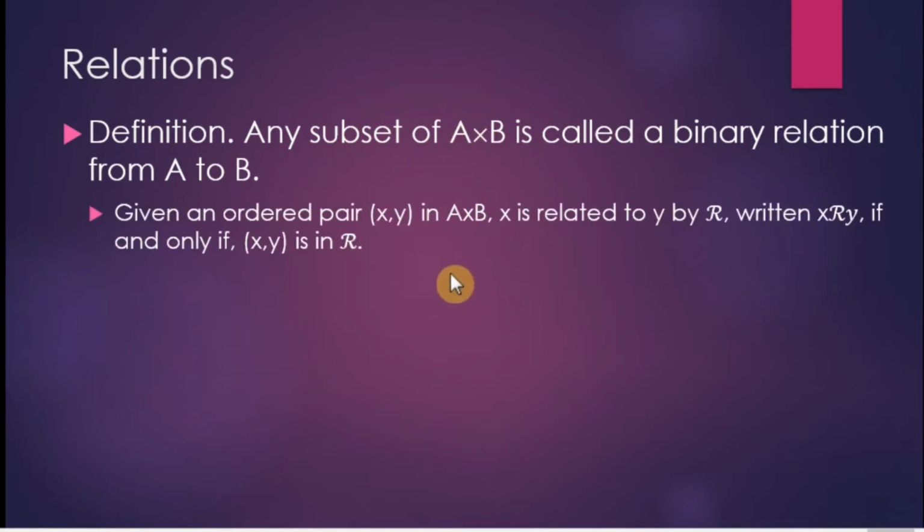Here are the notations that we use for a relation. For the ordered pair (x, y) in A cross B, x is related to y, written with this symbol, if and only if the ordered pair (x, y) is an element of this set.